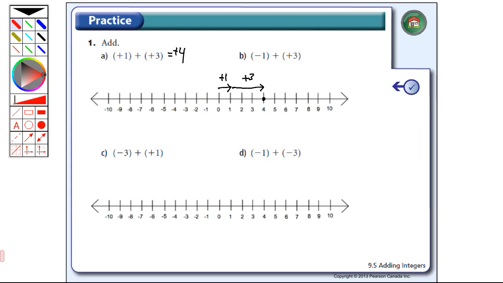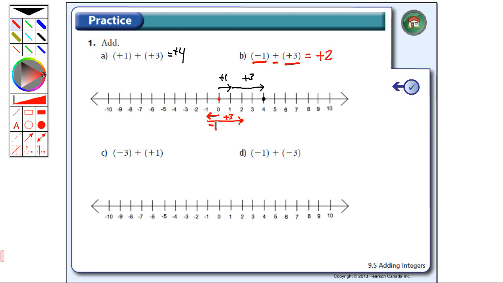B, I'll change color for B. So we're starting with negative 1. So we start again at 0. We're going to go to the left because it's negative 1. And then we're going to add positive 3. So from this point here, we're going to go to the right 1, 2, 3 steps to the right. And that's going to leave me at positive 2. So that's my positive 3 there. That's going to leave me at positive 2.